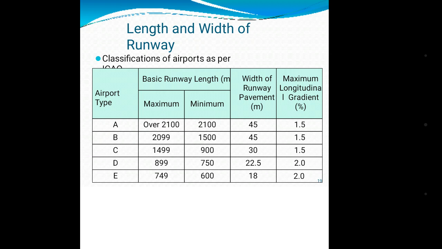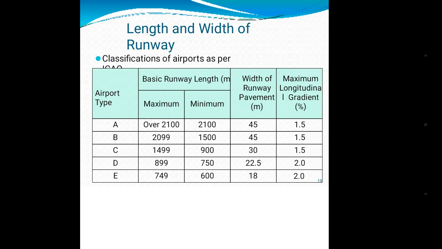It is given in percentage, that is 1.5% gradient should be there. Then category B, runway length maximum more than 2099 meters and minimum is 1500 meters. Runway width 45 meters and gradient is 1.5. For category C, maximum is around 1500 meters, minimum 900 meters length should be there. Width of the runway 30 meters and gradient is 1.5%.